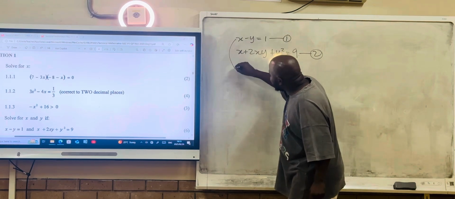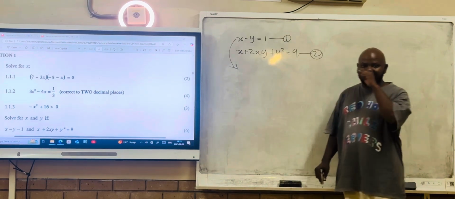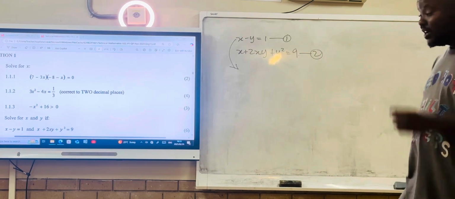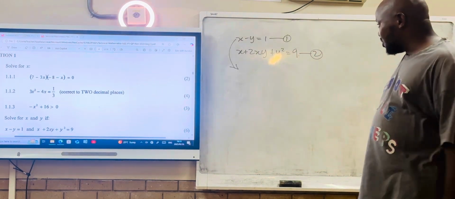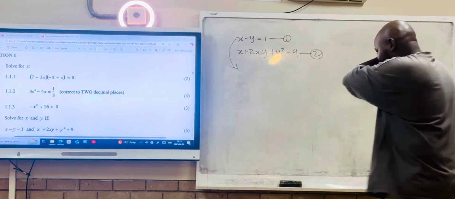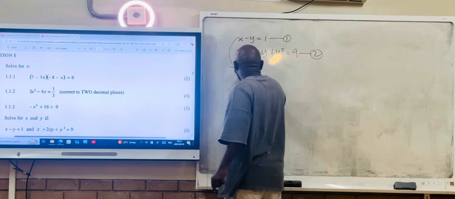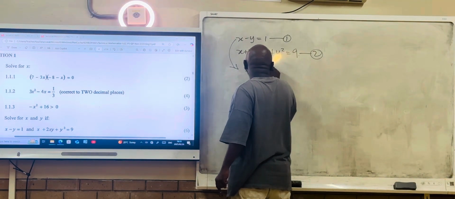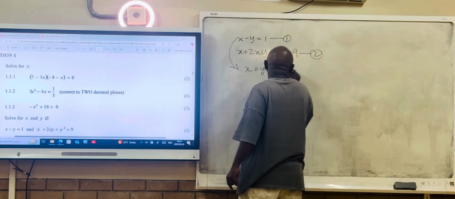Now we are formulating equation number 3 from equation number 1. Normally we like talking this English of substitution and whatsoever, but there are no marks for that. You're just going to say x would be equal to y plus 1, which is equation number 3.